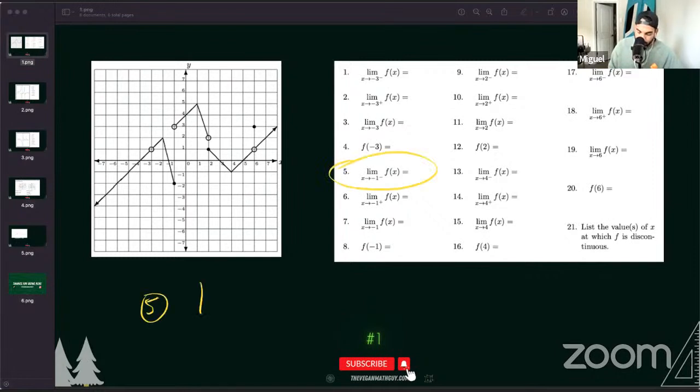So number 5, they're asking for the limit as x approaches -1 from the left side. Same thing, let's go ahead and go to our graph. We're looking at -1, which is here. And now we're approaching it from the left side. As I'm coming from the left side of the graph, what's the y value that I'm approaching? Well, in this case, it's going to be -2.